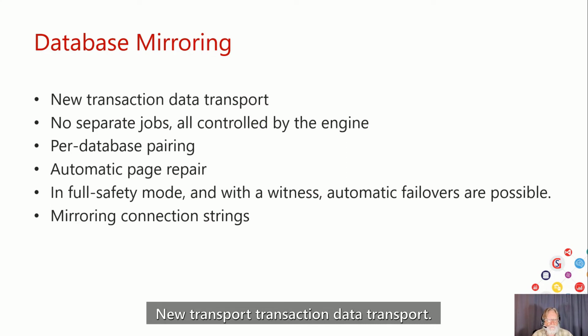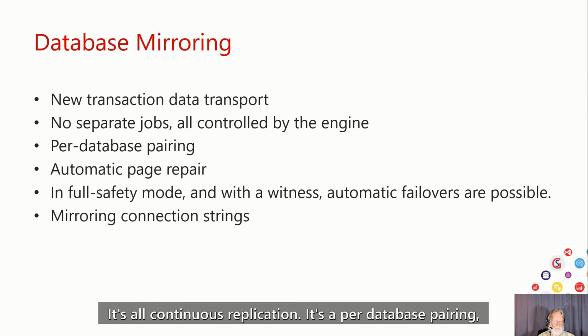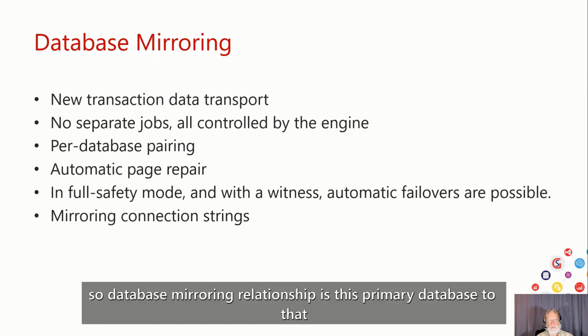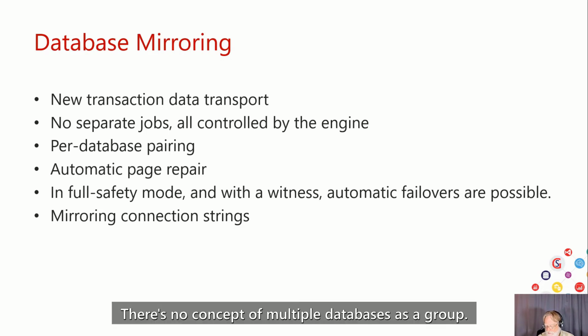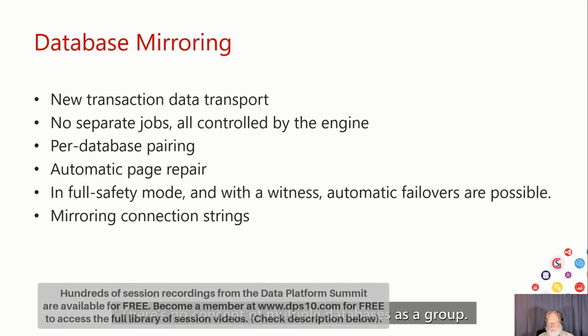New transaction data transport. There are no separate discrete jobs. It's all controlled by the engine. It's all continuous replication. It's a per database pairing. So a database mirroring relationship is this primary database to that secondary database. There's no concept of multiple databases as a group.